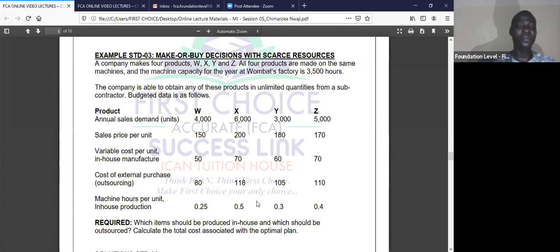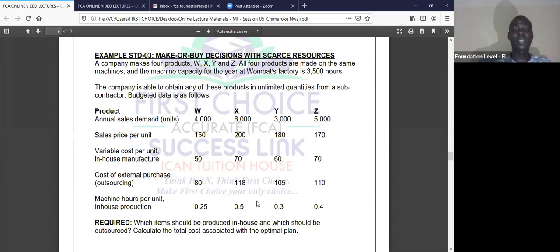Let's go on. Look at products W, X, Y, Z. We see the annual sales demand in units: 4,000, 6,000, 3,000, 5,000. We also look at the selling price per unit in Naira: 150, 200, 180, 170. If you look at the variable cost per unit, you find out that the variable cost here is 50, 70, 60, and 70. But look at the cost of purchases: 80, 118, 105, and 110.